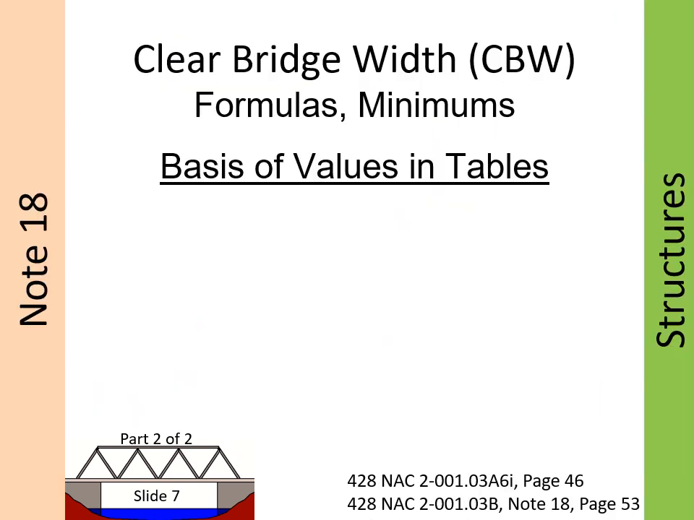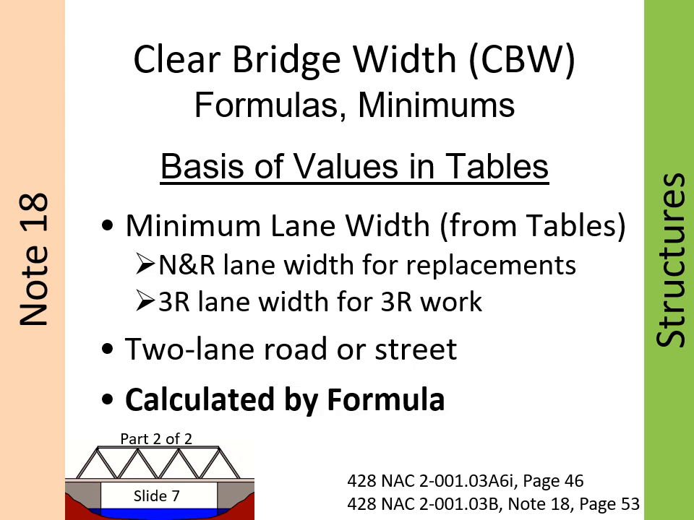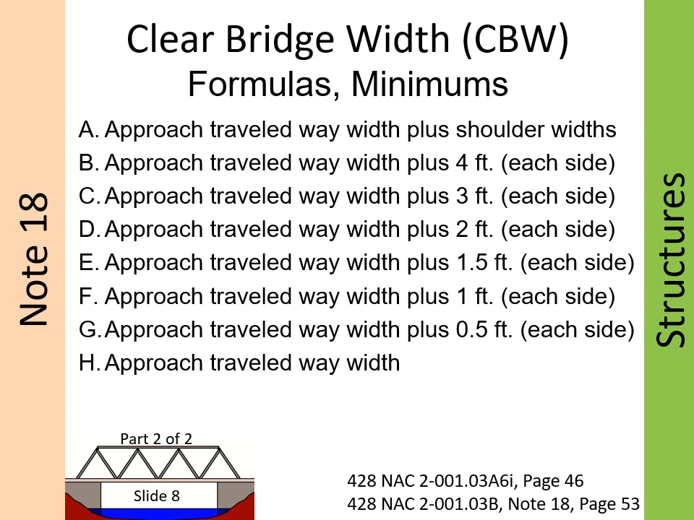This slide shows the basis for minimum clear bridge width values shown in the tables. The clear bridge width is based on the appropriate minimum lane width in the same table, assuming a two-lane road, and is calculated based on the formula indicated in the table for each value. These are the formulas from Note 18 on page 53. Note that the clear bridge width is based on the approach traveled way width.